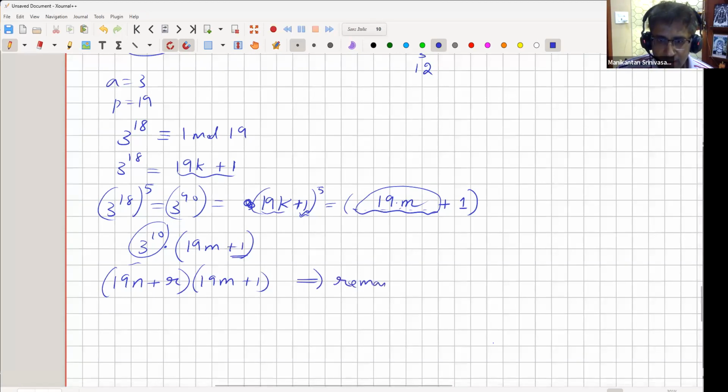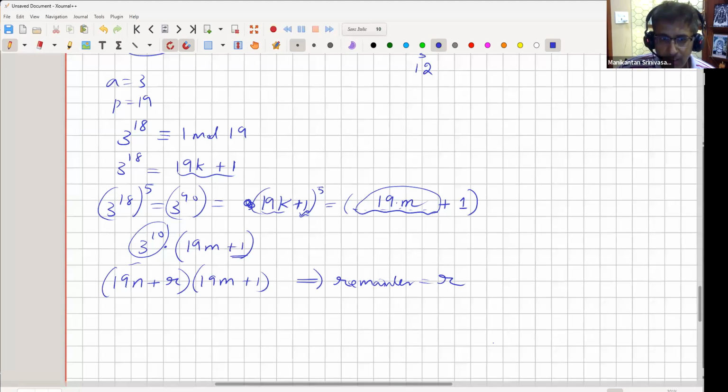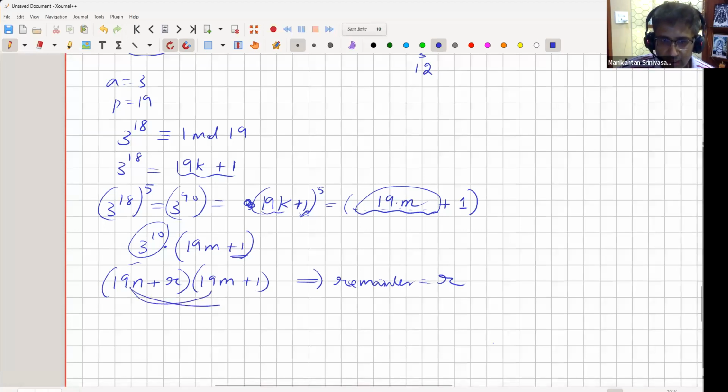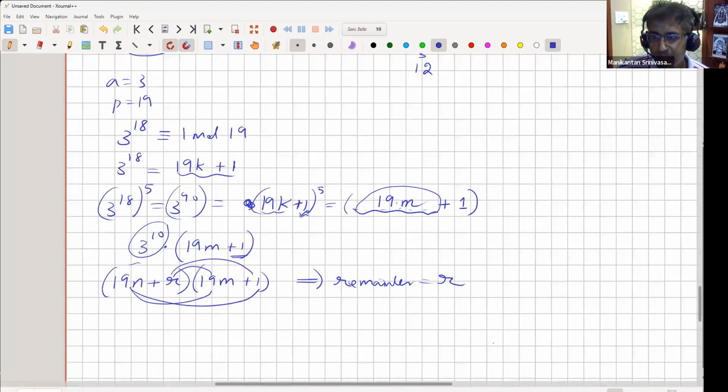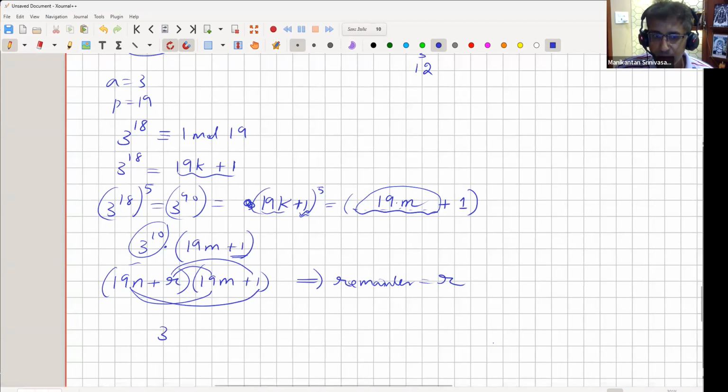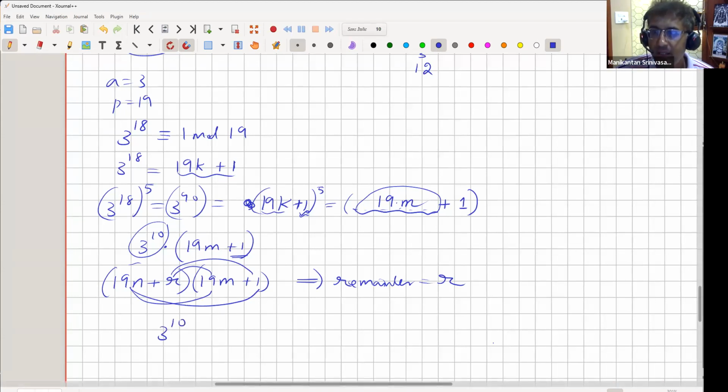Why? Because when you do 19 times 19, that's a multiple of 19. This is also a multiple of 19. This is also a multiple of 19. R times 1. So all that matters is the problem reduces to what is the remainder of 3 power 10 when divided by 19. Is this clear? Because when you multiply by 19m plus 1, the remainder will be r times 1, which is just r.